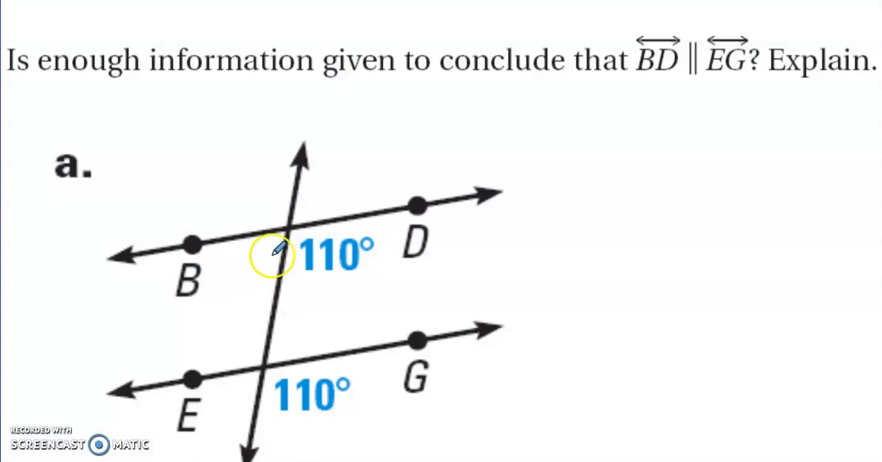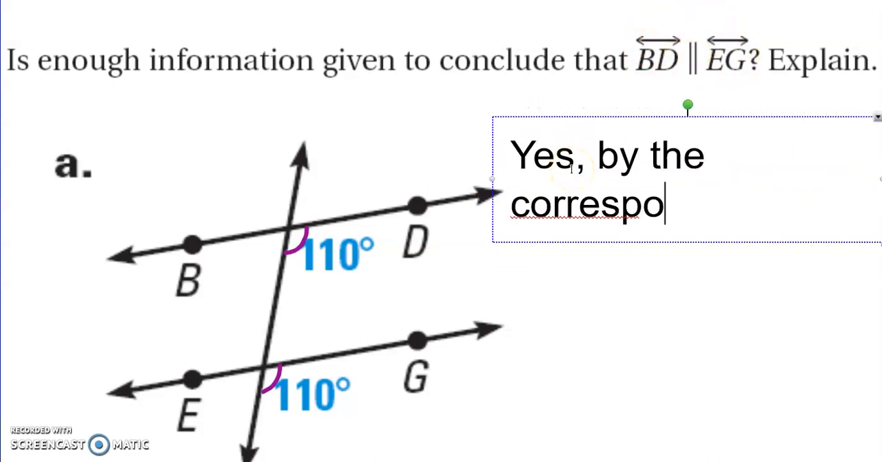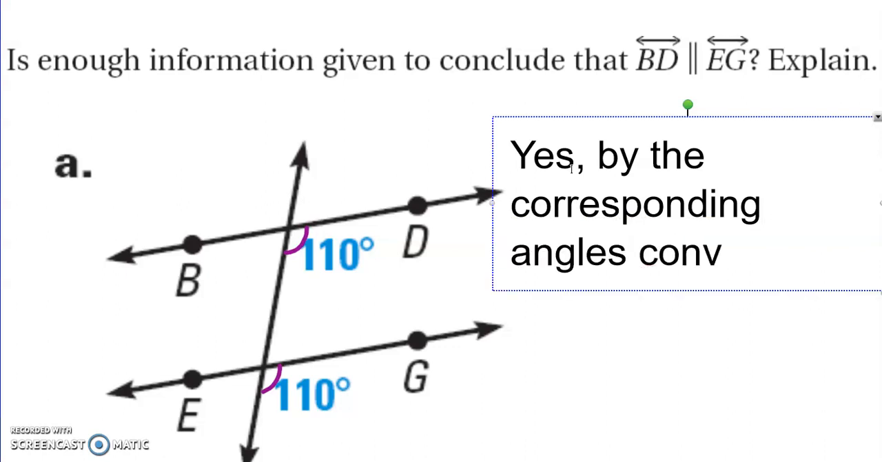So in this example, we have two corresponding angles that are congruent. These are corresponding because they're both in the bottom left-hand corner. Therefore, I can conclude that these two lines are parallel by the corresponding angles converse.